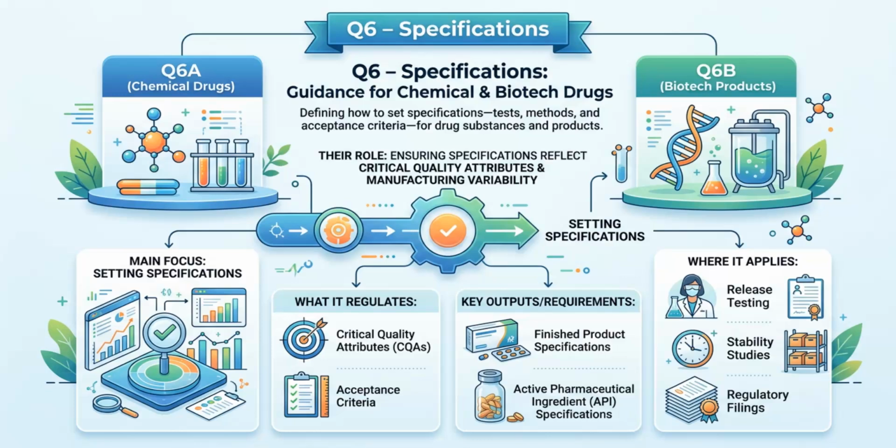Main focus: setting specifications. What it regulates: critical quality attributes, acceptance criteria. Key outputs/requirements: finished product and API specifications. Where it applies: release testing, stability, regulatory filings.